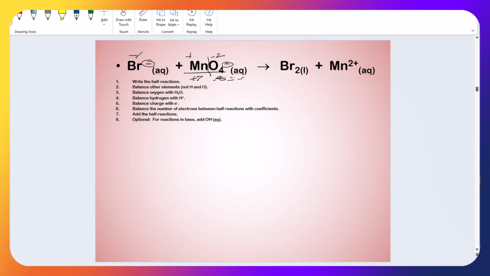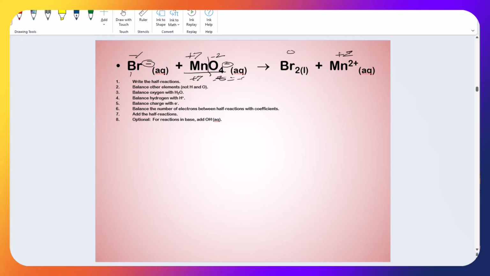And you may see permanganate again. Just remember, if it's MnO4 with a -1 charge, manganese has a +7. Might save you some time. Bromine is an element in its elemental form, standard state, 0. And then here's another monoatomic ion with a +2 charge.